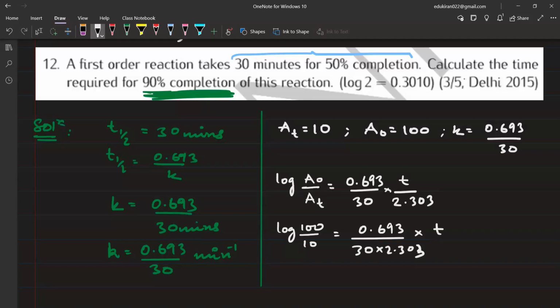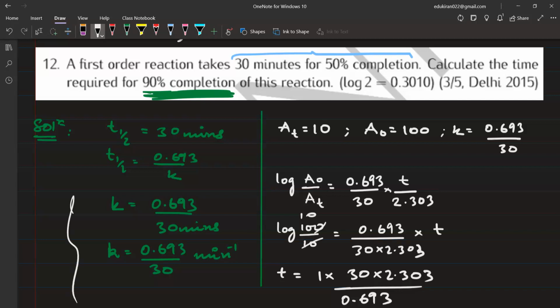into T. So T will be equal to, see, log 10. Log 10 is equal to 1. So 1 into 30 into 2.303 divided by 0.693. So this is the T that we are going to get. Copy this down. ये important है आपके पास, that you need to understand 30 minutes for 50% completion. They have given you T half, and when T half is given, they have also given you K.